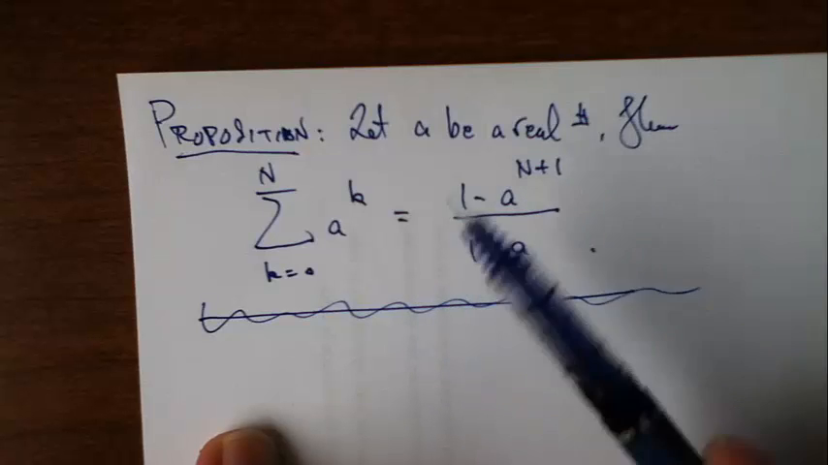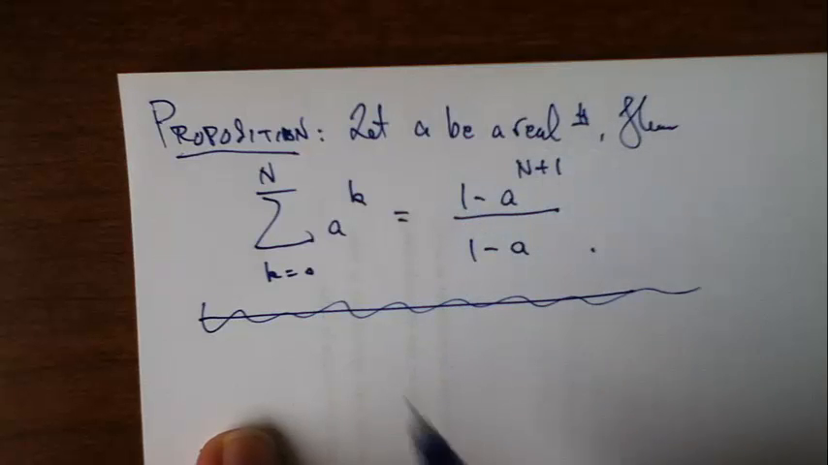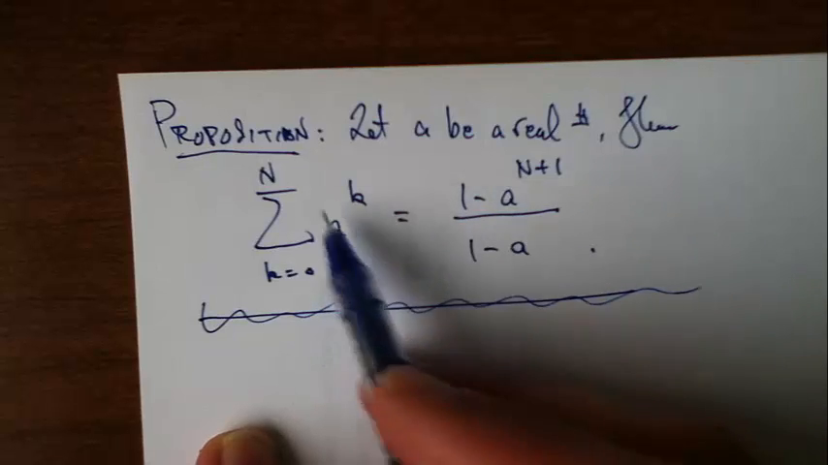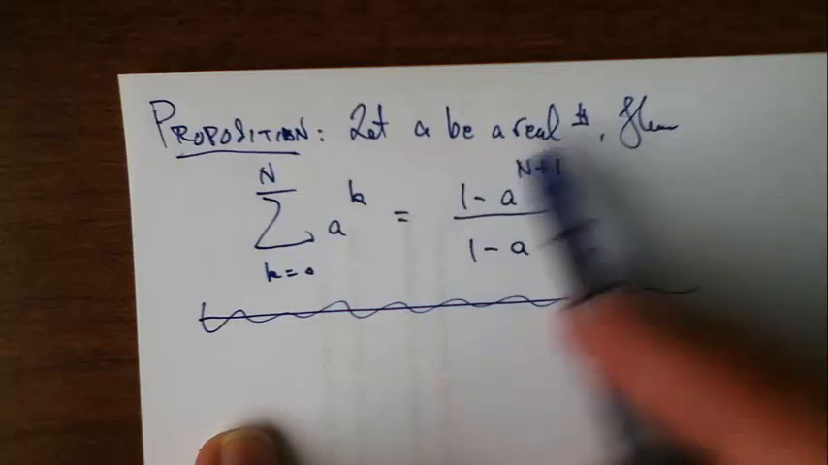Okay, you ready? Let a be a real number. Then if I sum up a to the 0 plus a to the first plus a to the second and so forth up to a to the n, the result is this.